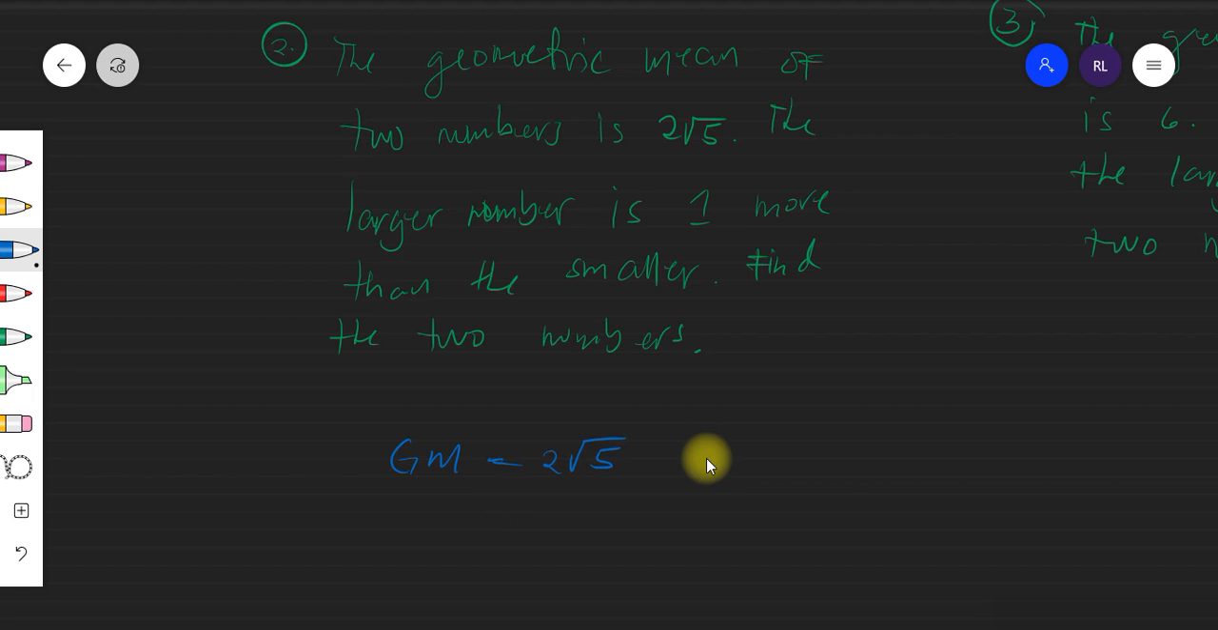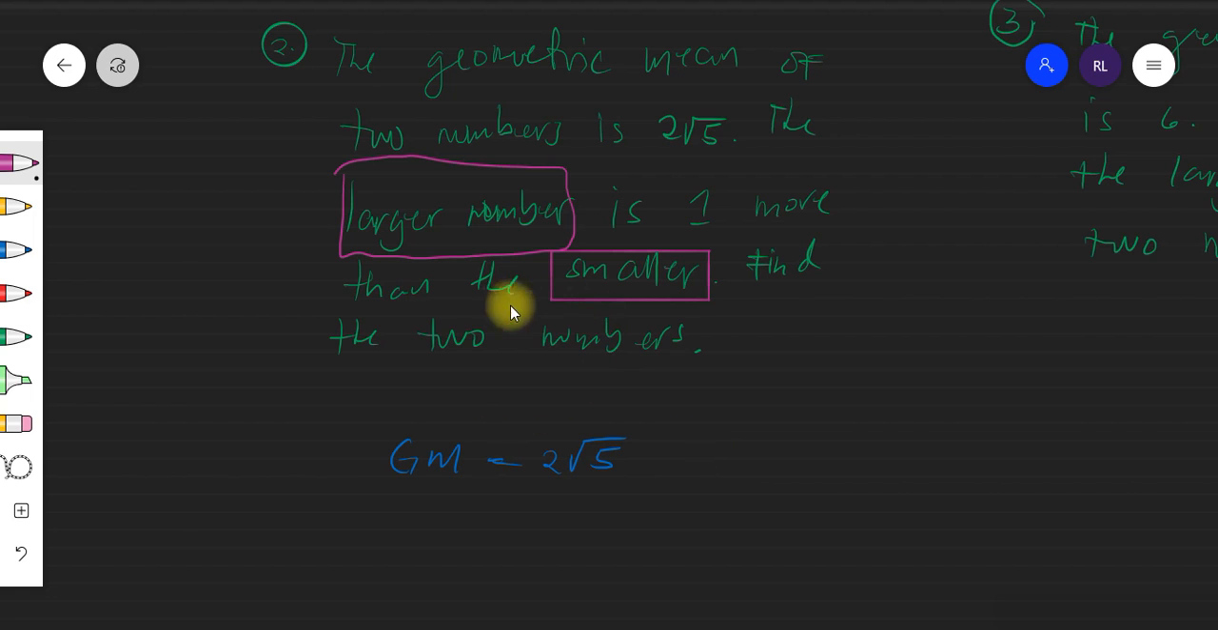And we have two numbers. Those are the larger number and the smaller number. Okay, it says that the larger number is 1 more. It's not 1 times. It's 1 more than the smaller. So if 4, 1 more, that's 5. If 9, 1 more, that's 10.